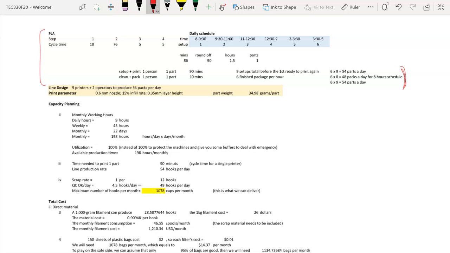The part weights, this is what we need because we need to know the amount of material we need. 9 printers, because that's what we do over here. 9 setups. That is based on the cycle time per print. Okay, so that is what we are looking at. Now let's take a look at the capacity planning.